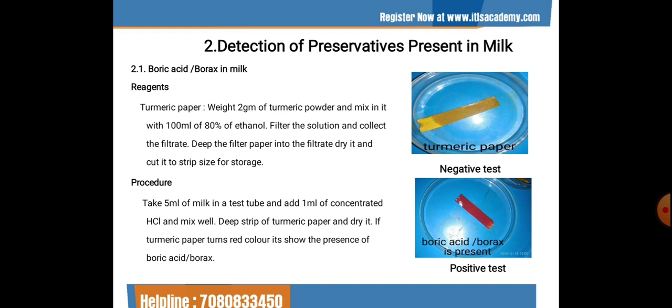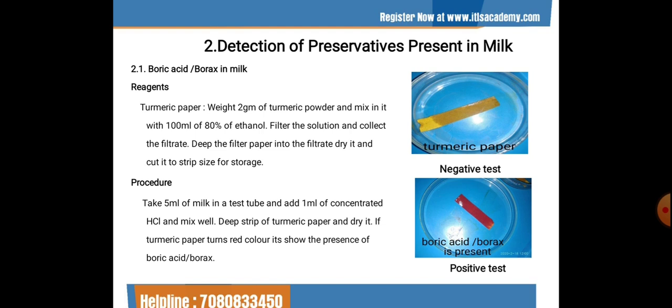The first detection is for boric acid or borax in the milk. For boric acid detection, we have to prepare the reagent, that is the turmeric paper. We have to weigh 2 gram of turmeric powder and mix it with 100 ml of 80% ethanol. Filter the solution and collect the filtrate. Dip the filter paper into the filtrate, dry it and cut it to strip size for storage.